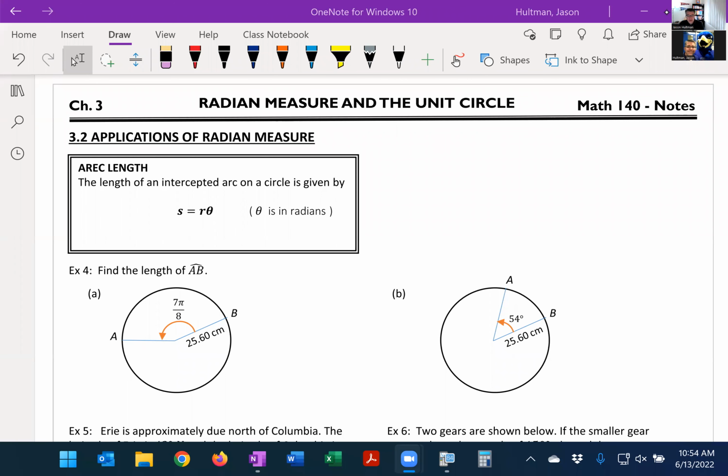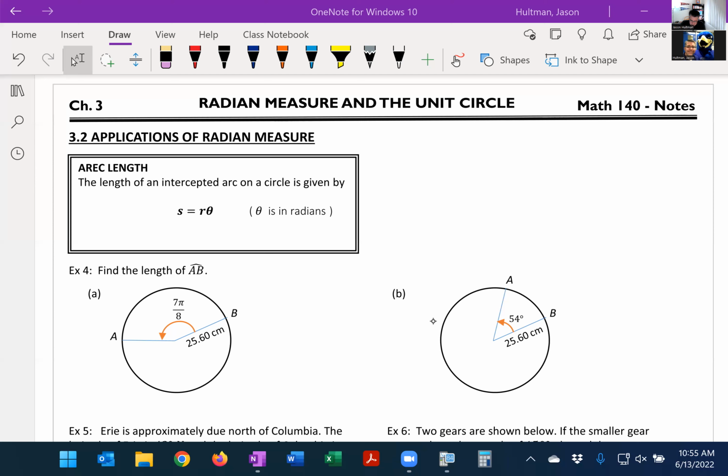Okay, welcome back, students. We're going to be covering 3.2, applications of radian measure. One of the applications of radian measure is arc length, which is different than arc measure. Arc measure is just your degree measure, but your arc length is a piece of the circumference of the circle. We call it S.